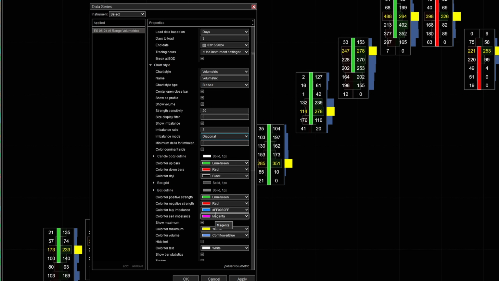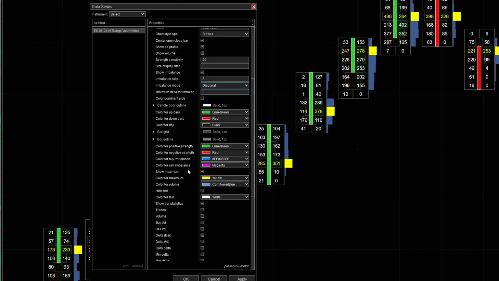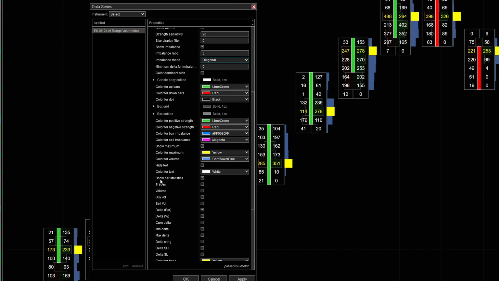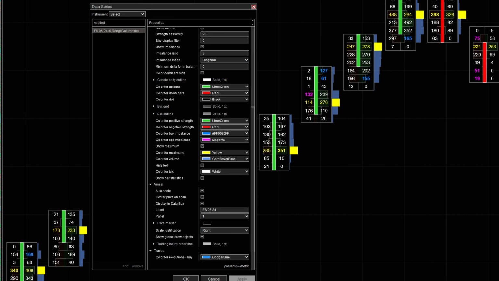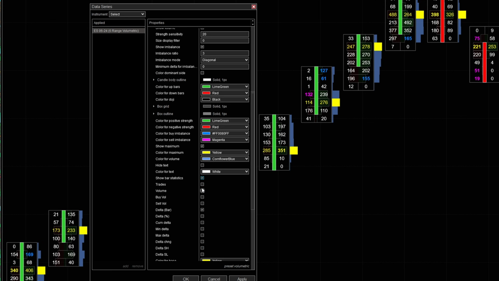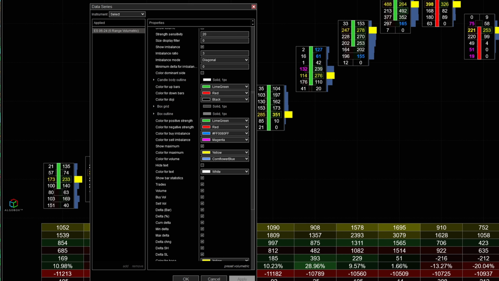Now, there is one more criteria that you may want to add. That is right down here where it says show statistic bar. If I uncheck that, you'll see that there is no bar down here at the bottom. I'm going to recheck that real quick. And I'm just going to click all these little boxes. I'm going to show you how much statistics we can actually see. Wow, that is a whole lot of numbers.